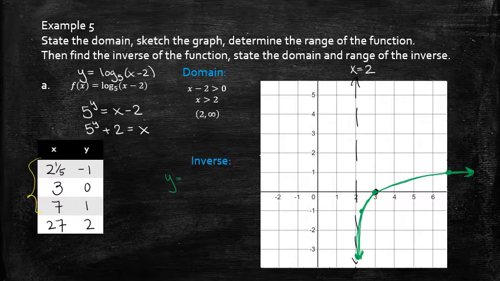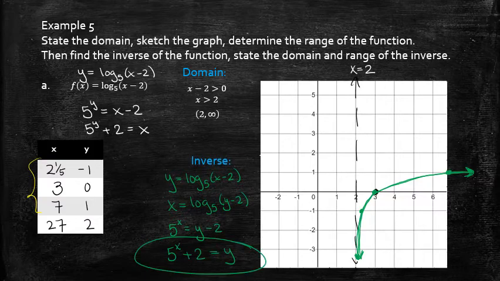So y equals log base 5 of the quantity x minus 2. We would then switch the x and the y. So we have x is equal to log base 5 of y minus 2. At this point, you have to know to use that property that changes logarithmic equations to exponential equations. So this is equivalent to 5 to the x power is equal to y minus 2, and now we can add that 2 over. So 5 to the x power plus 2 is equal to y. So this is my inverse function.